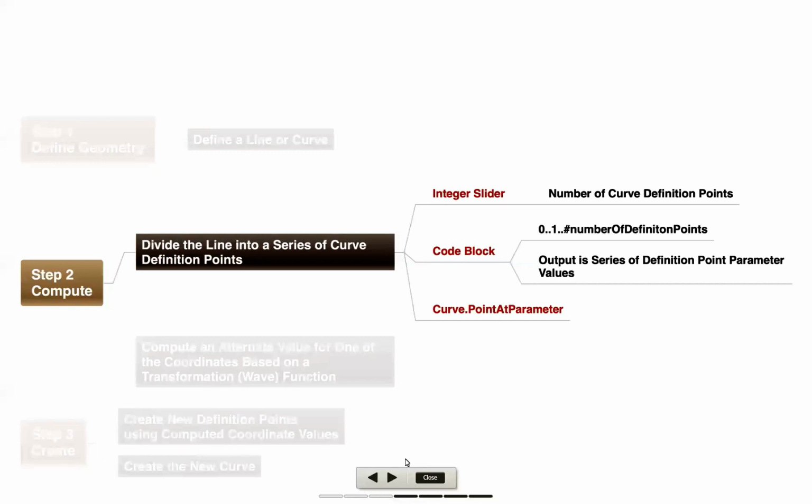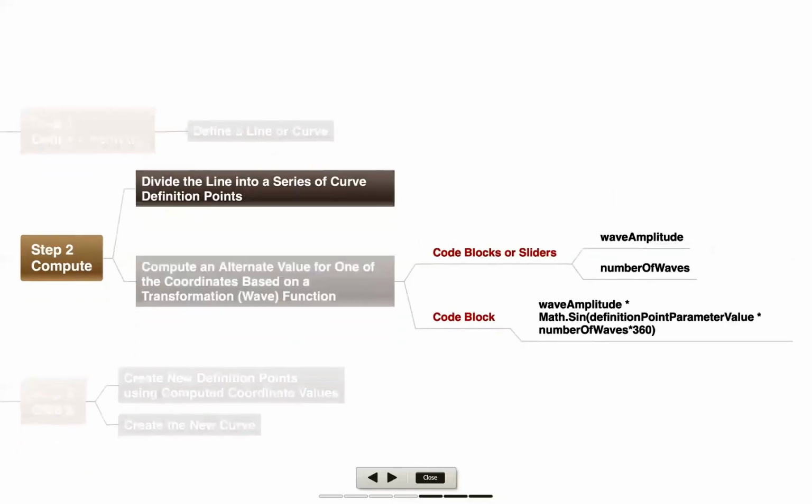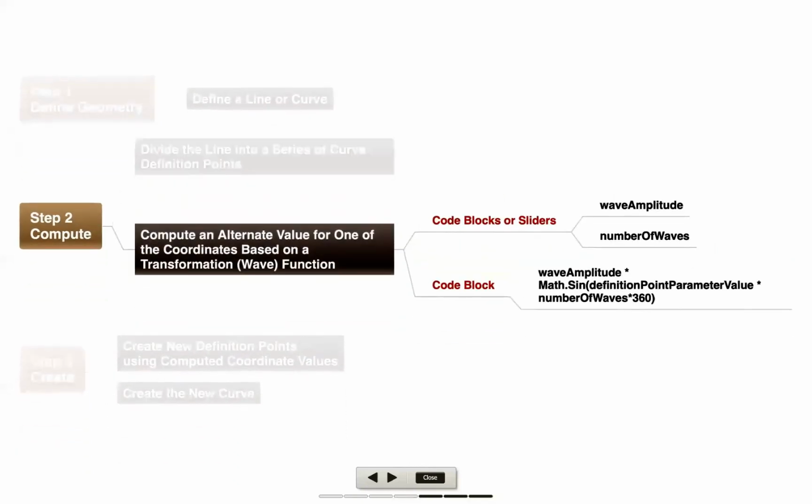Now, the more curve definition points you include, the smoother the curve will be. So you get to choose how many, based upon just how precise you'd like that curve to be. Next up, we'll actually do some computations. This is where it gets a little bit trickier.